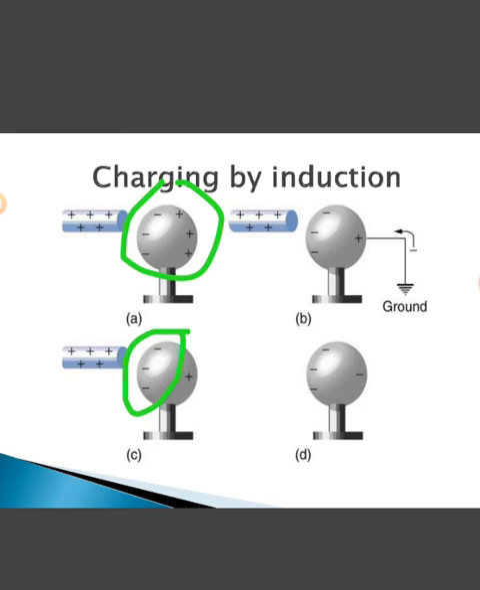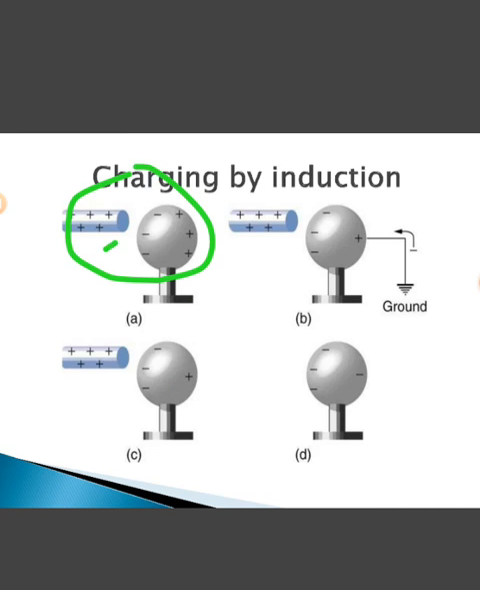So removing the earth, now we have successfully got what? A negatively charged ball. That's charging by induction. You don't have to rub them together. In other words, you don't have to rub the rod and the ball together. Just bring them near each other, so they will be charged by induction.